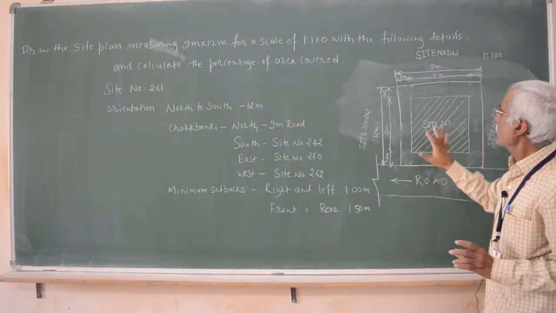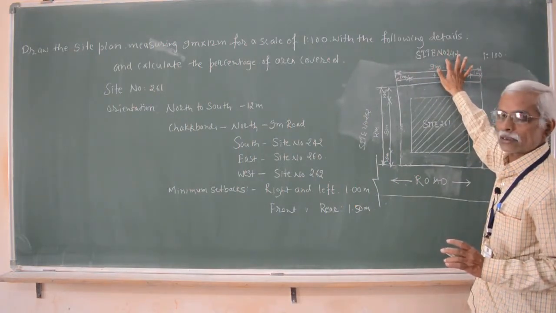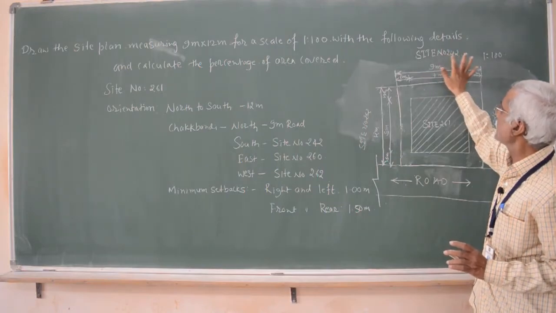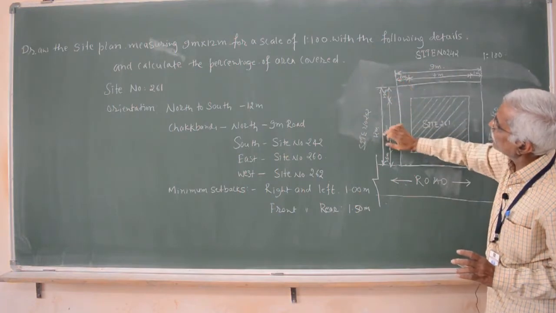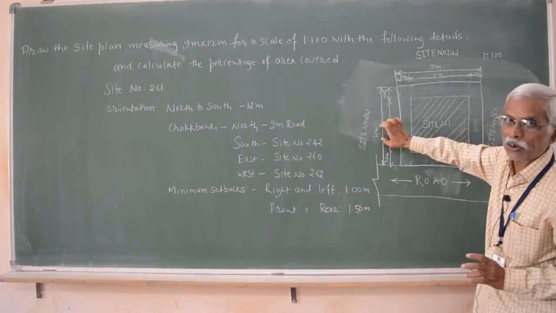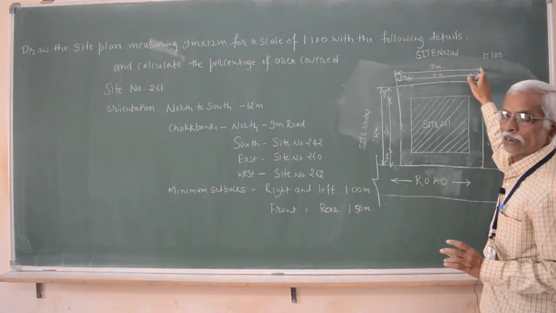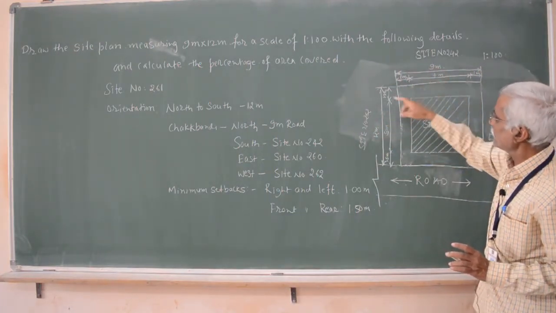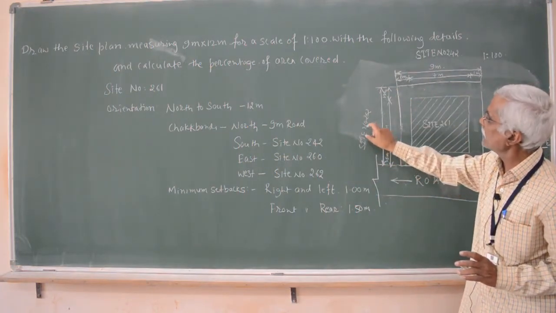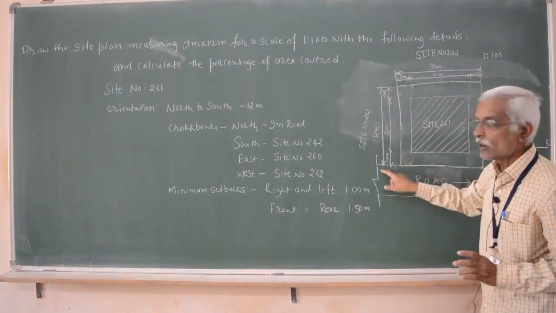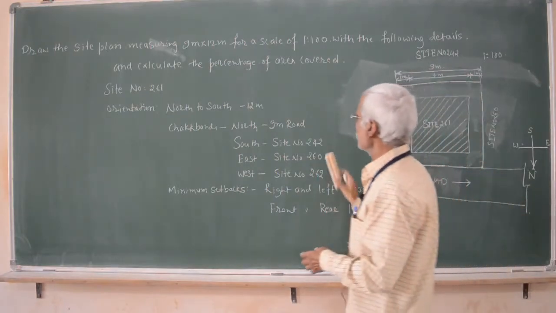Okay, now one more thing, all text should be in capital letters only, and if it is a vertical dimension, you have to write the dimension along that line, not horizontal. Don't write the dimension horizontally, it should be vertical. Now the drawing part is over.